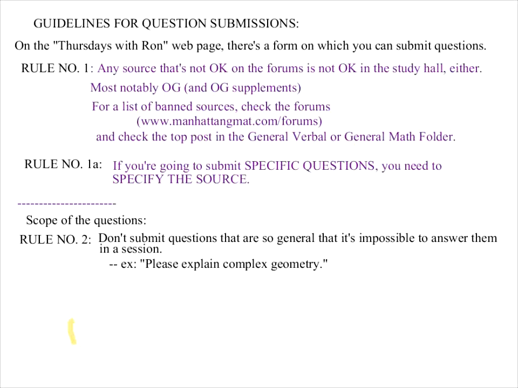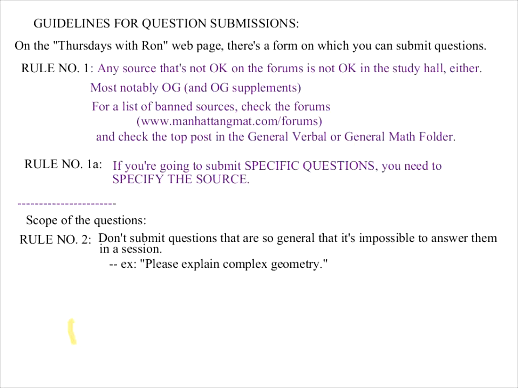This is not something that we could hope to address in a one-session study hall. Complex geometry has tons and tons of aspects, and there are so many things that this could mean. What kinds of problems is it? Coordinate geometry, maybe area problems, algebraic geometry problems. There are so many geometry problems. We have a geometry strategy guide, which is approximately 150 pages long for this exact reason. So there's too much. You can't give something that's so sweeping.